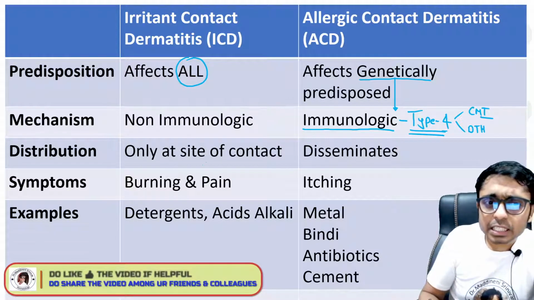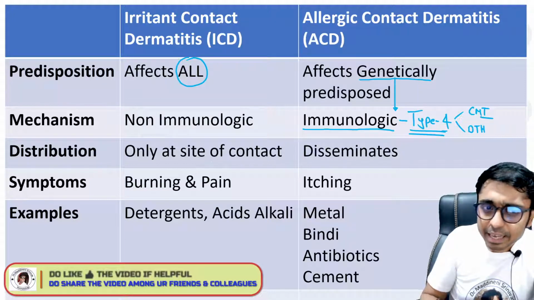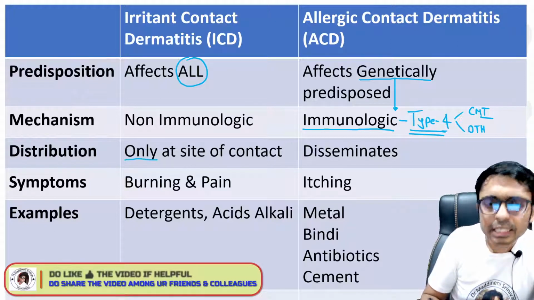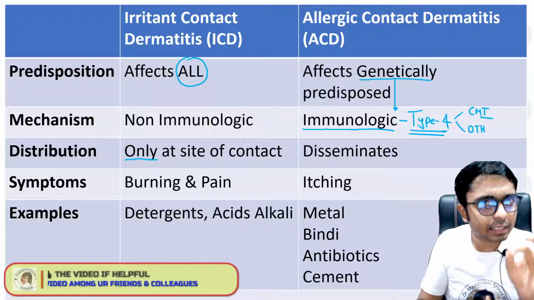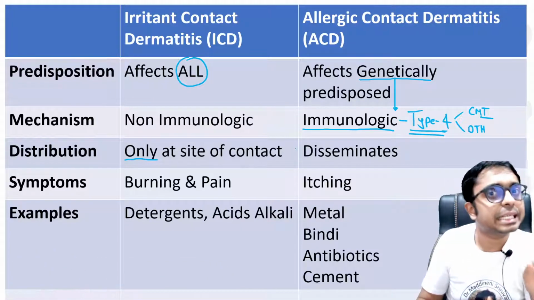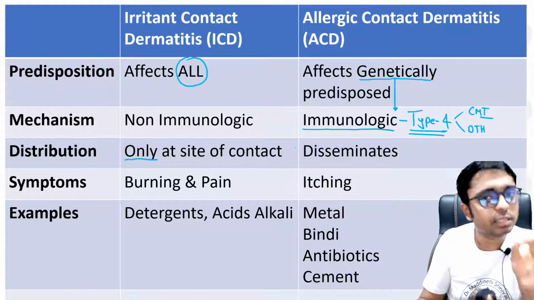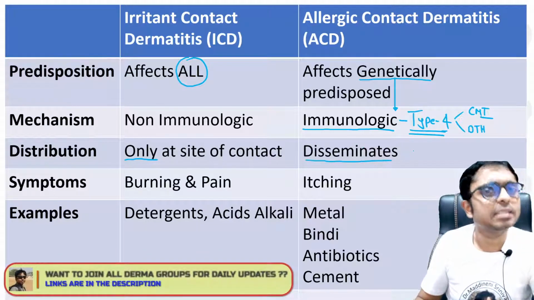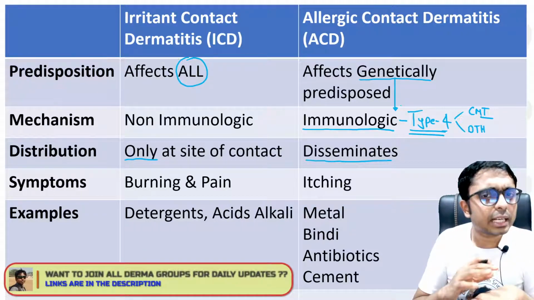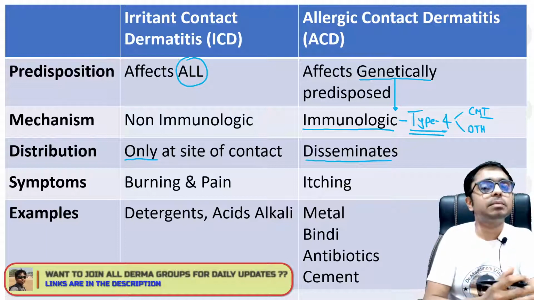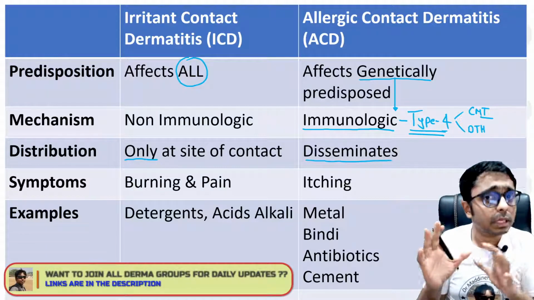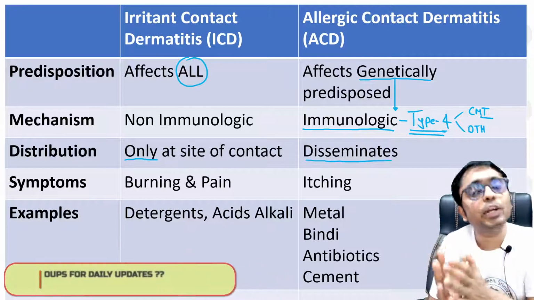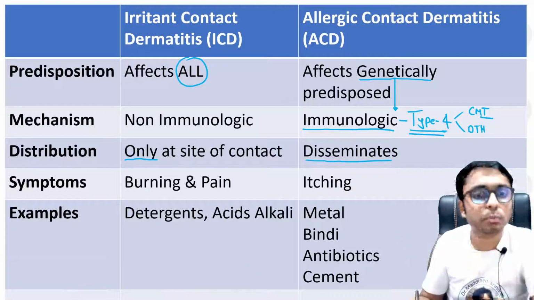And distribution of the lesion. So in the ICD, wherever there is a contact with the skin, only over those areas ICD lesions, eczematous changes can be seen. Whereas in the case of allergic contact dermatitis, initially there will be lesions only at the site of the contact, but they can slowly disseminate to involve even the normal skin which did not have any contact with the allergens. Okay, this is one more difference.